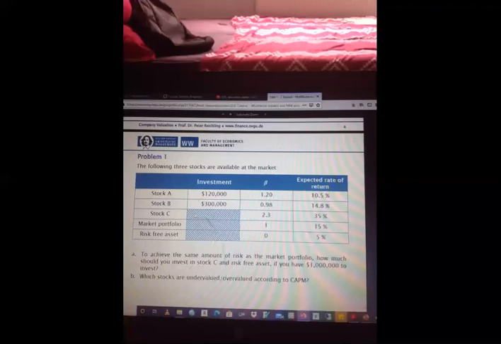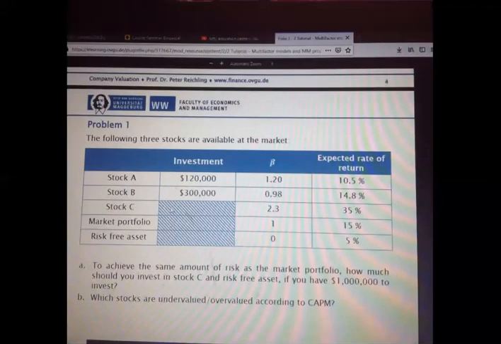And this is the question. I hope you can all see it. So you've been given 3 stocks, that is stock A, B, and C, and you're investing 120,000 in stock A, 300,000 in stock B, and A has a beta of 1.2 and B a beta of 0.98, 2.3 for stock C, and that of 1. Now let's look at question A. To achieve the same amount of risk as the market portfolio, how much should you invest in stock C and risk-free assets if you have 1 million to invest?